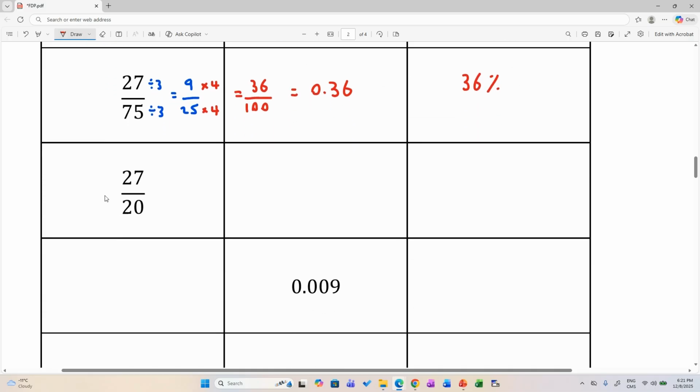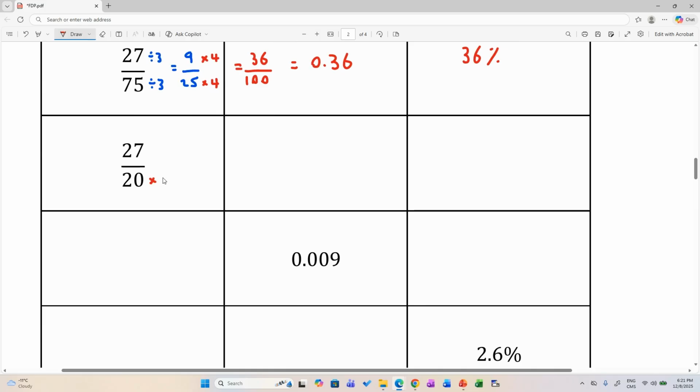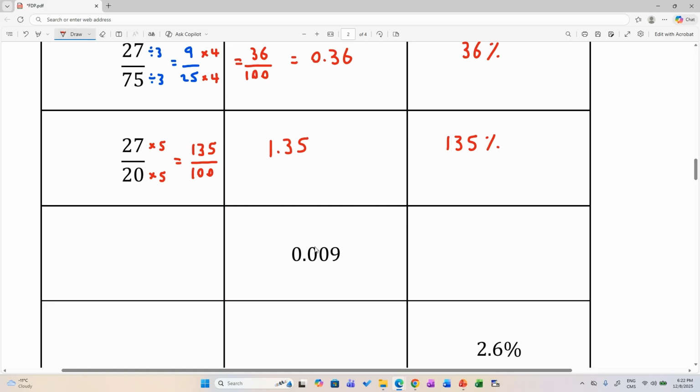Now, I have 27 over 20. I'm simply going to multiply both top and bottom by 5, because although I can divide 20 by 2 to get 10, if I try to do the same to 27, I would get a decimal answer, and I don't want to have a decimal in my fraction. So hence, I'm going to multiply it by 5 instead. 20 times 5 is 100. Since what I do to the bottom, I have to do to the top, 27 times 5 is going to be 135. So this is going to be 135 over 100. Hence, this is going to be 1.35. And 1.35 as a percent is 135%, because I'm just moving the decimal 2 places to the right and adding a percent symbol.